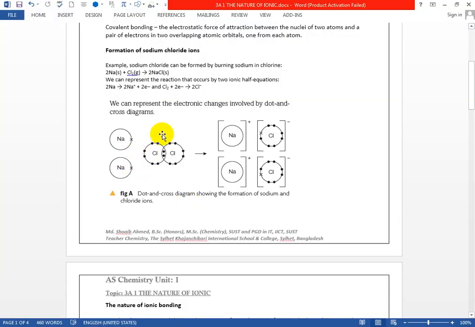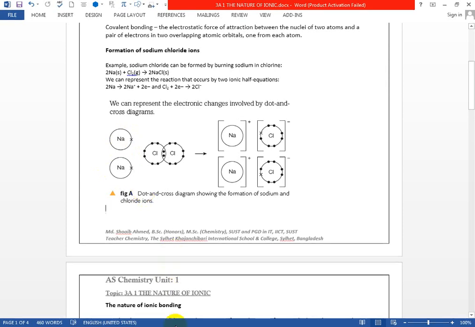So here, look, how two sodium atoms lose two electrons to form two sodium ions, and two chlorine atoms gain two electrons to become two chloride ions. Here I have written only the outer shell electrons in the dot and cross diagram.